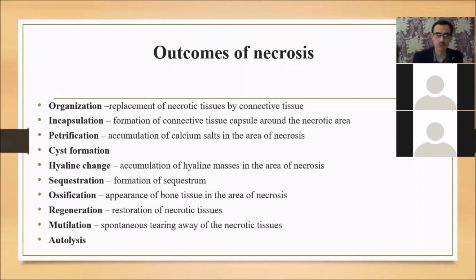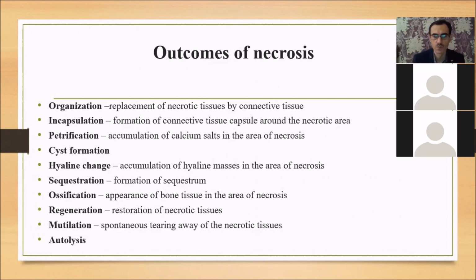Second one, encapsulation, the formation of the connective tissue capsule around the necrotic area. Third, the petrification, the accumulation of calcium salts in the necrotic area. For example, in tuberculosis, the formation of bone foci. The formation of the cyst in the brain tissue, we discussed, for example, during the hemorrhagic stroke or the ischemic stroke. In the brain tissue forms the cyst. Then sequestration, we discussed in chronic osteomyelitis, the formation of the sequestrum.